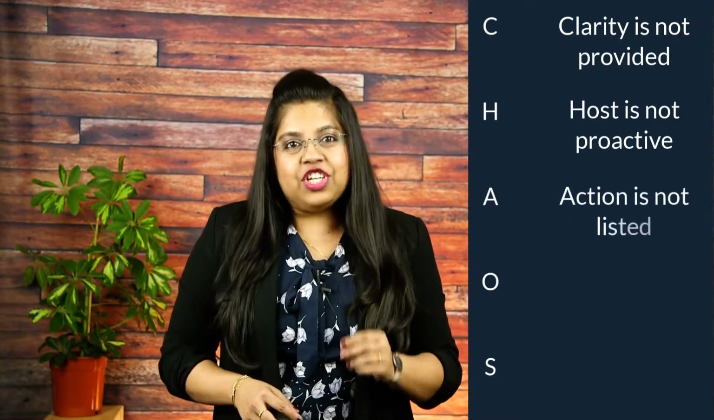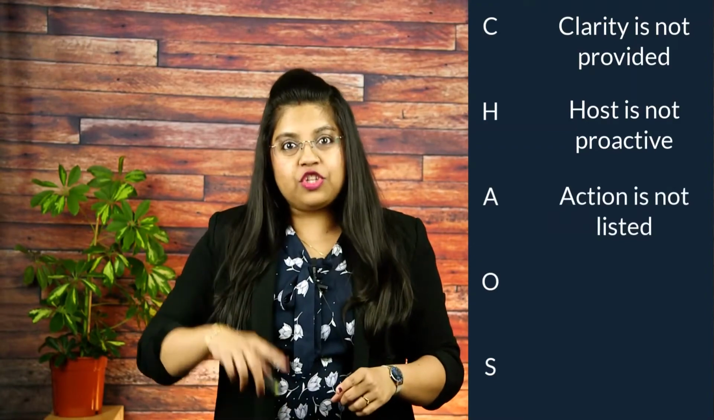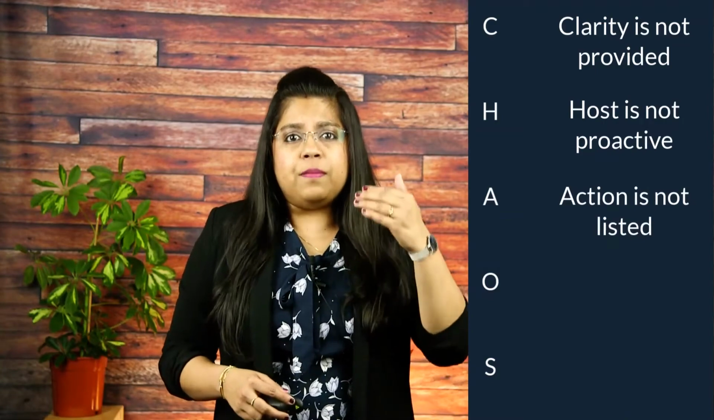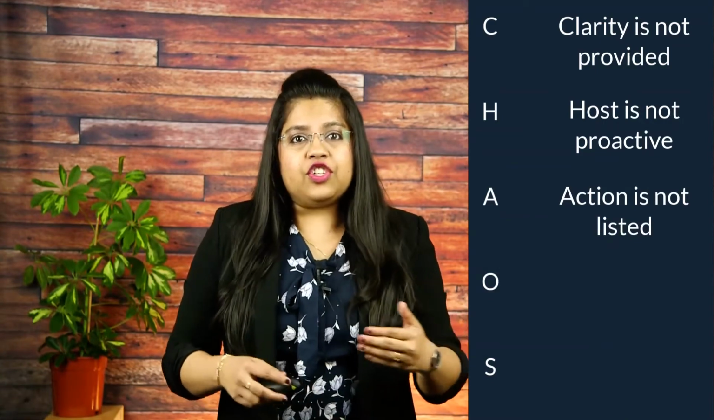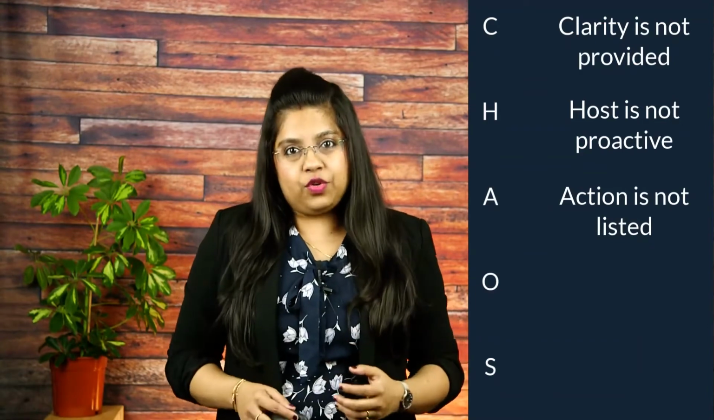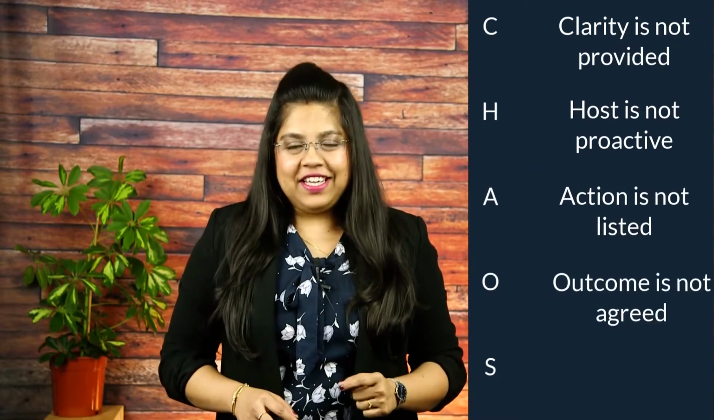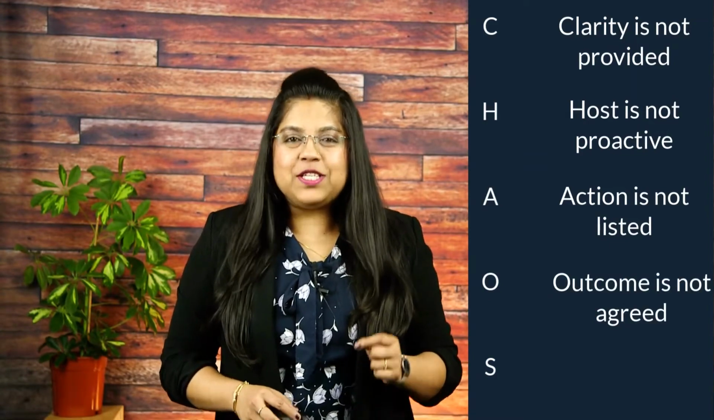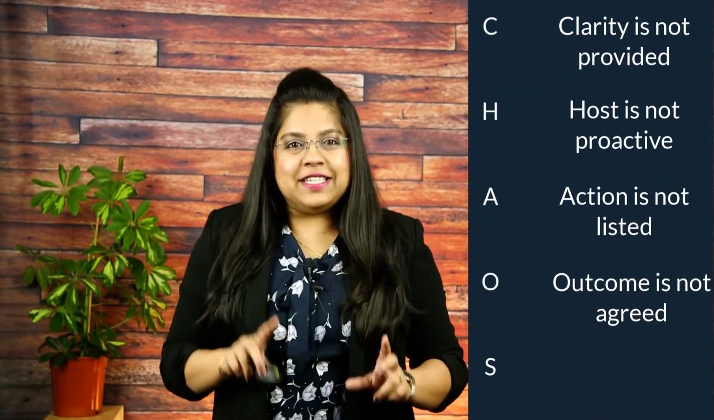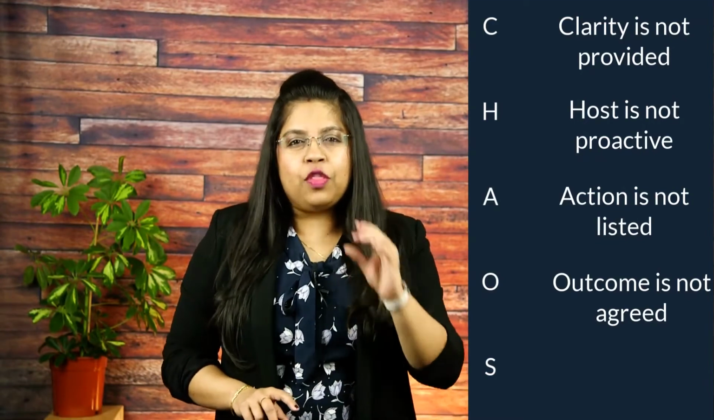A is action is not listed. This is both before, during the workshop and after it. There'll be a lot of actions that will be talked about, and if you are missing the list of what actions have been agreed upon versus what still needs to be discussed, that is going to create confusion. O is outcome not agreed. The main driver of a workshop is problem solving through collaboration. So not having a clear end in mind means there are too many discussions but no agreement on the final outcome.